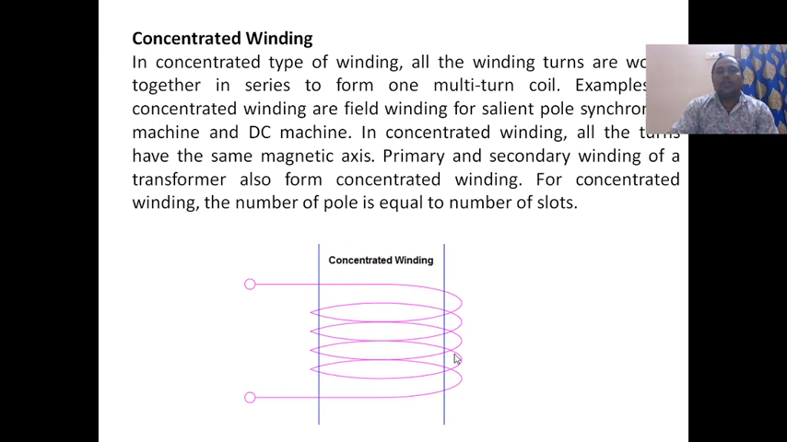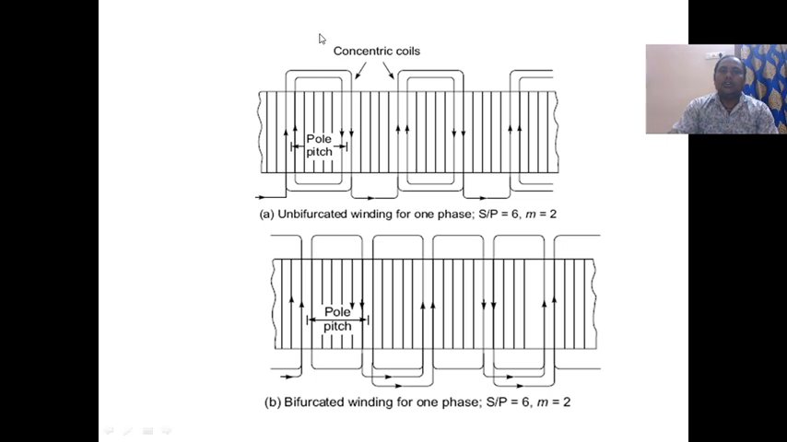This is a concentrated winding. Please observe, normally concentrated windings are used in transformers. So these are the concentrated windings. This is the pole pitch. There are two types of concentrated winding: one is unbifurcated winding, the second one is bifurcated winding.